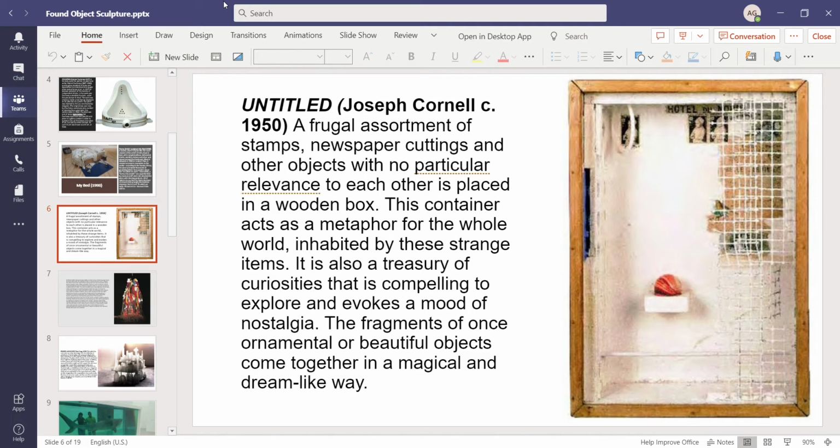And I know that doesn't seem that remarkable, but it's the artist's explanation that really changes it into something special. So for him, this container was a metaphor for the entire world inhabited by these strange items, sort of like a treasure of curiosity that can really make people feel nostalgic. So the fragments, once ornamental or decorative or beautiful objects, come together in a magical and dreamlike way.